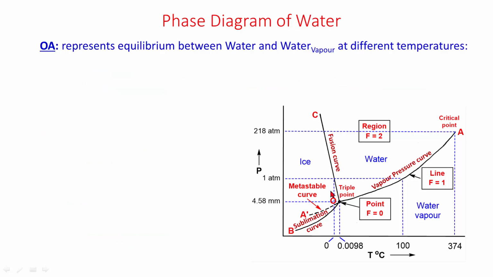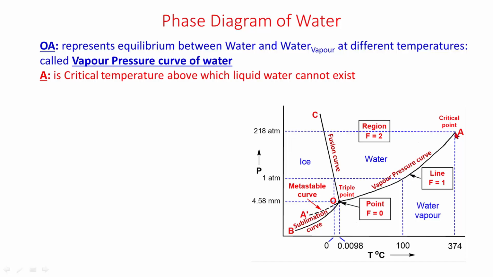Curve OA represents equilibrium between water and water vapor at different temperatures. It is called as vapor pressure curve. A is the critical temperature above which liquid water cannot exist. A is the critical point. It is at 374 degrees centigrade and at 218 atmospheric pressure.